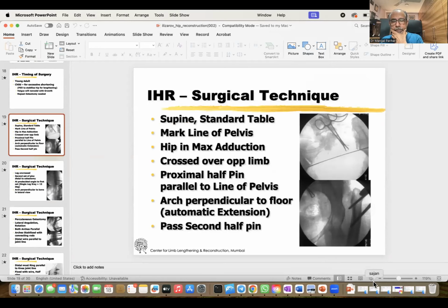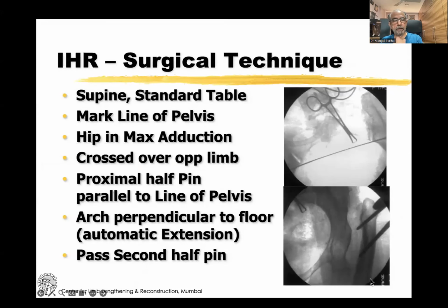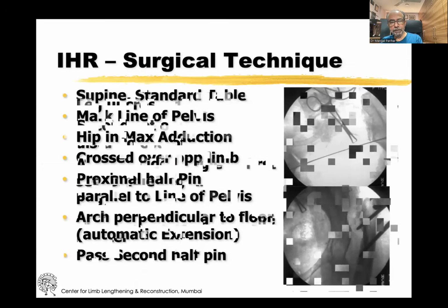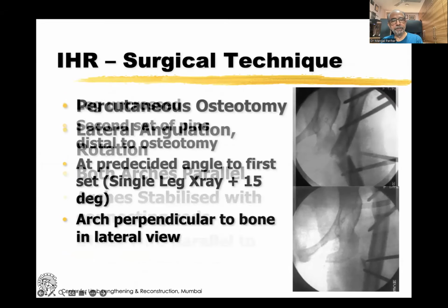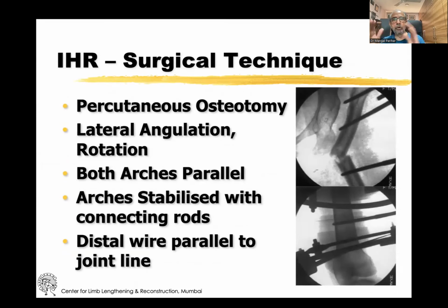The principle is the same when we do it with the Ilizarov. Pelvic line, pin parallel to the pelvic line, and here we are using an arch. So there we keep the arch perpendicular. Because these pins are then in different directions, you uncross the legs and put in the second pin, same as that. Only thing is, here we are using an arch, and the moment you bring those arches parallel to each other, your valgus angle is corrected.